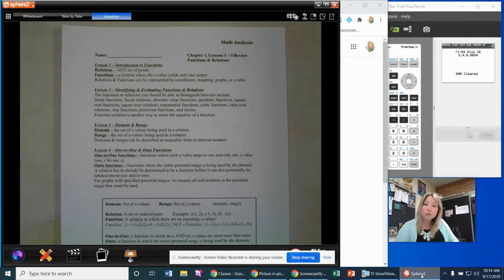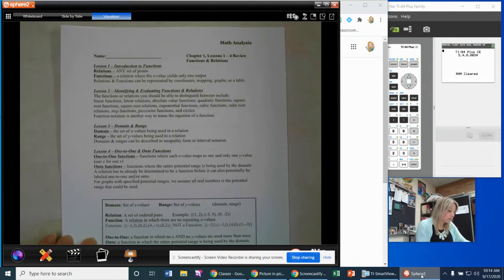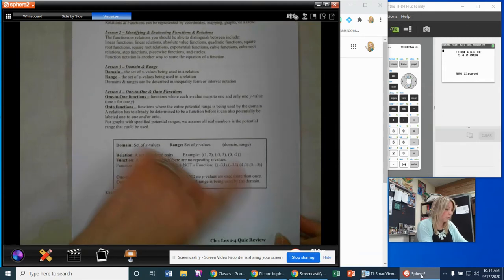And one-to-one and onto functions. So they have to be functions in the first place, which means they cannot have a repeated x value. And then one-to-one functions also can't have a repeated y value. So a y value can't get used more than once. And onto functions mean the whole range has to get used. So if you have a function that doesn't touch some of your y values, then it's not an onto function, okay? Like a parabola, like an absolute value. Those would not be onto functions.